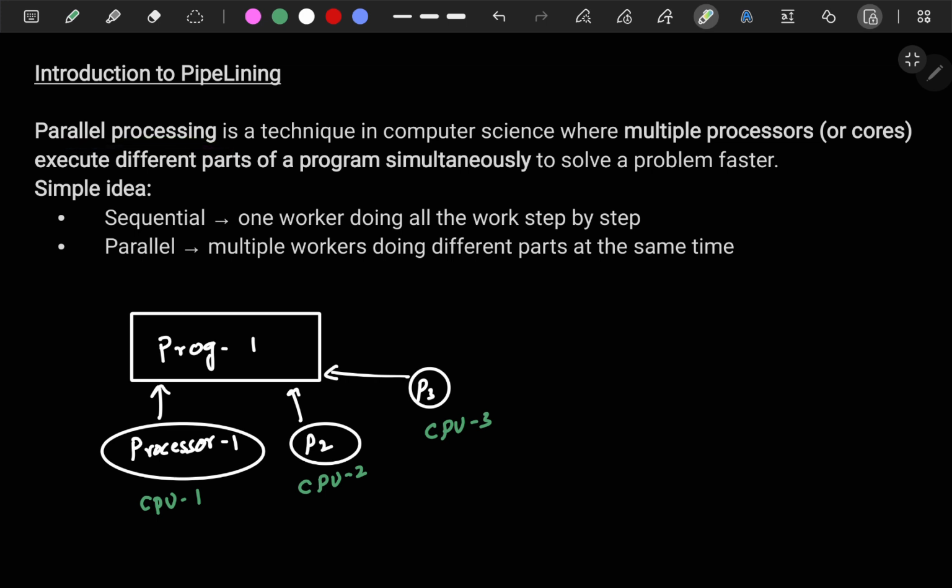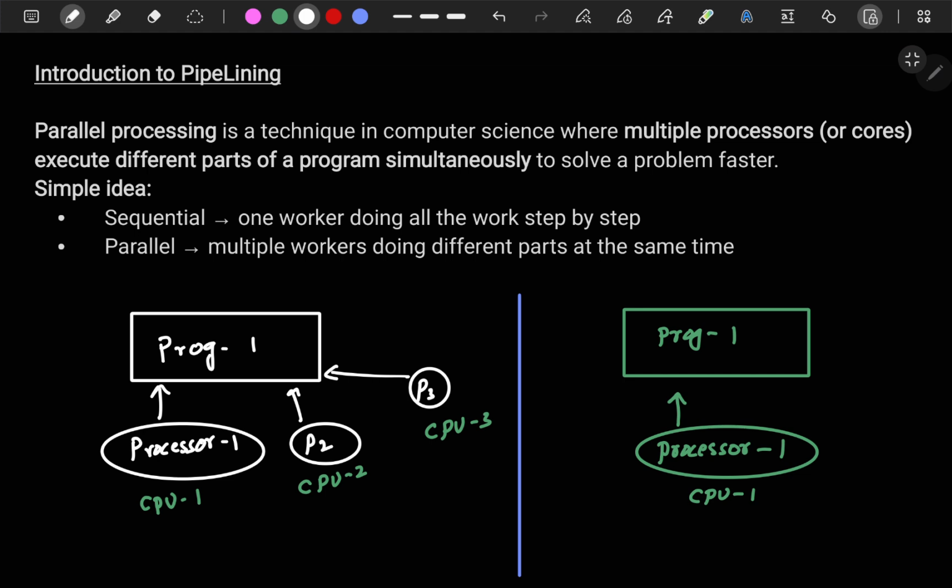Now you can see that when you're using multiple processors, every part of this program is executed by a different processor. So execution will be much faster because of this parallelism, right? But because of this multiprocessor, the cost of your CPU or your computer will be very high.